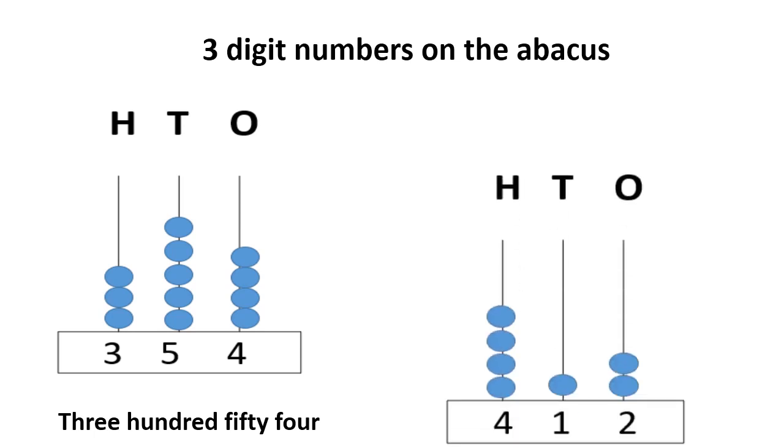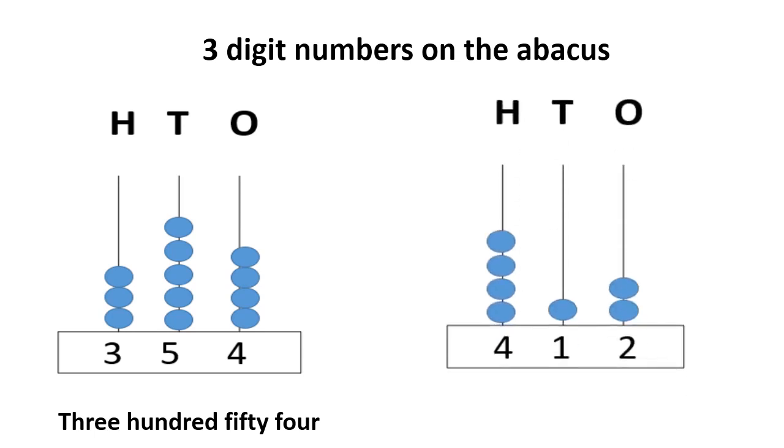354. See, in this abacus we have 2 beats at ones place, 1 beat at tens place, and 4 beats are there at 100 place. So what is the number name of this? 412. What is 12? 12. So 412.